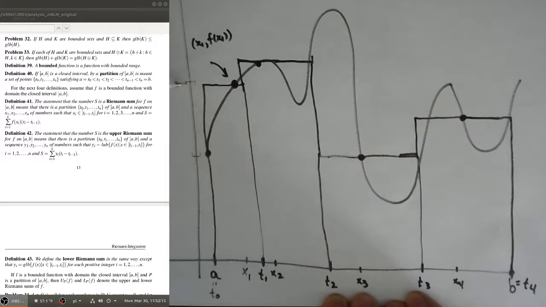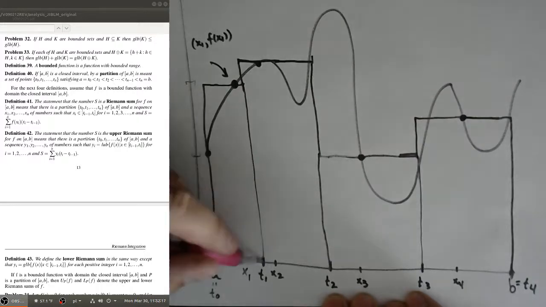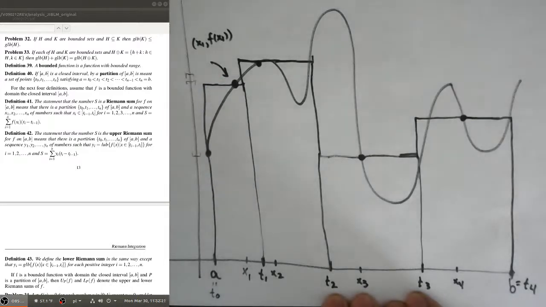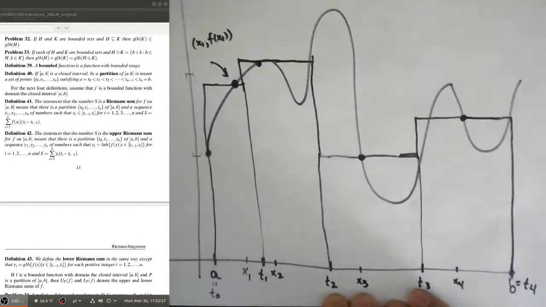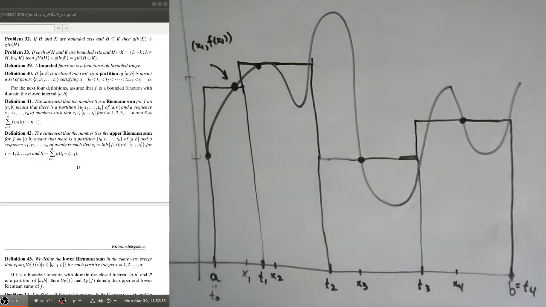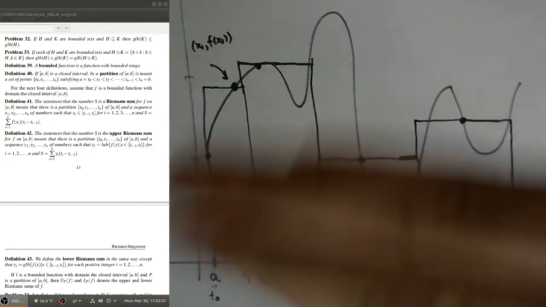Now the yi I pick, I guess it goes up to here, sorry. The yi I pick, they say it's the least upper bound. So in other words, it's the greatest value. So in this case, if I'm looking at the upper Riemann sum, maybe I'll use green for that. Maybe I should use red because a stoplight goes red, yellow, green.